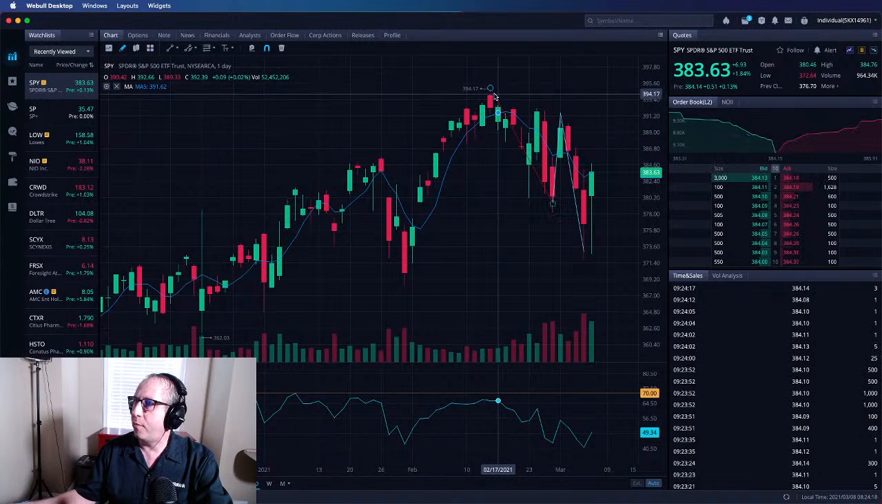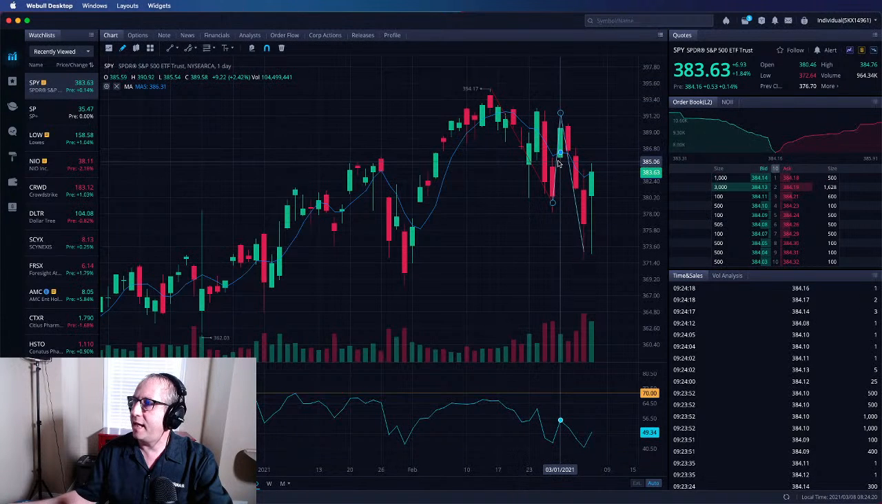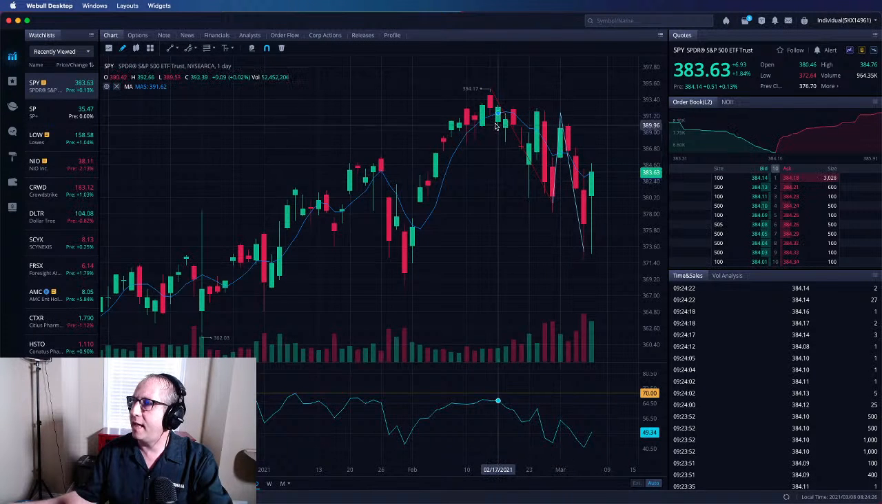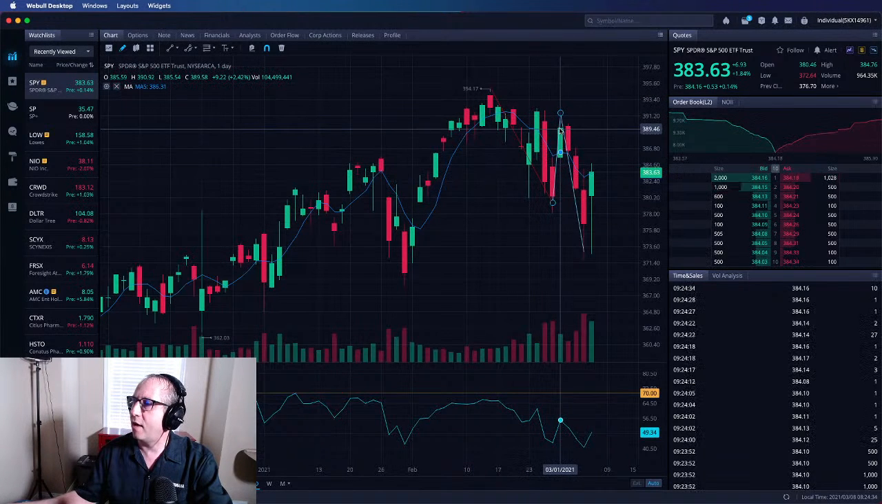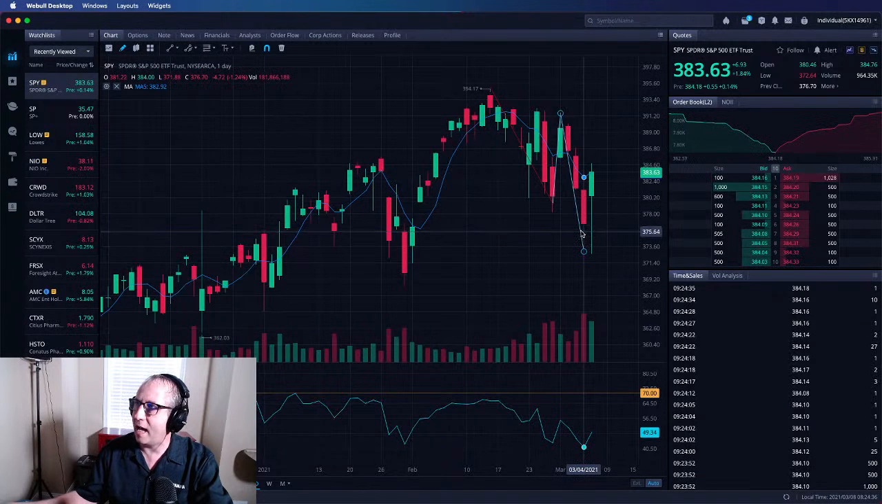And whenever you have a pullback, there's an A, B, and a C. And I believe that we have formed that A, B, and C of the pullback here from February 16th. And so we are seeing that. So that is an indicator right now. I believe that we're getting out of that.